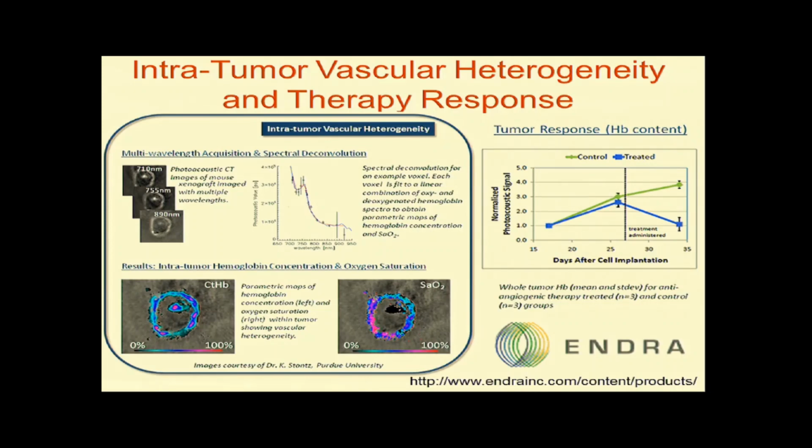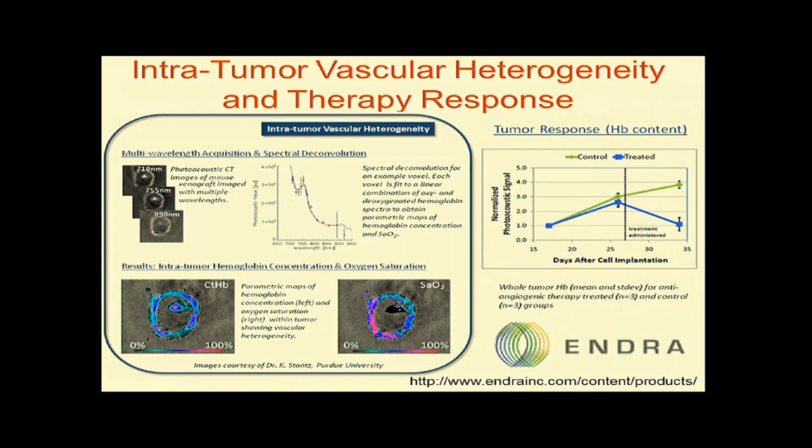And again, you can see the representative images from the company working together with a researcher from Purdue. But what they've also done is look at the tumor response in terms of hemoglobin content as they start treating the animal. You can see that in the control, the total hemoglobin increases nearly linearly, versus when you start treating, then at some point that hemoglobin stops increasing, which indicates that the tumor did respond to therapy.